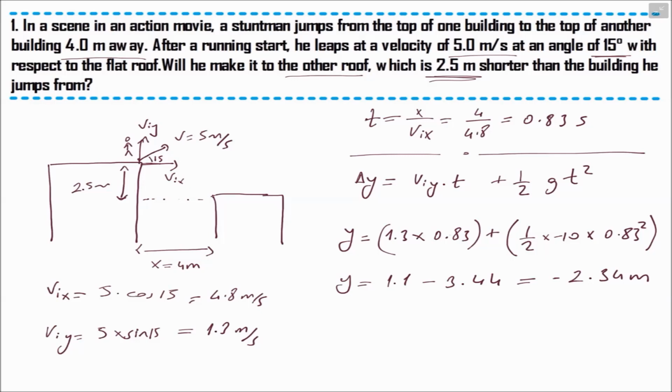And what does the 2.34 meters mean? The guy will jump like this to here, and he will go down from this level by 2.34 meters. That means he is about 15 centimeters below the level of the second roof. That means he can jump to the other roof. The answer will be yes. Thanks for listening.